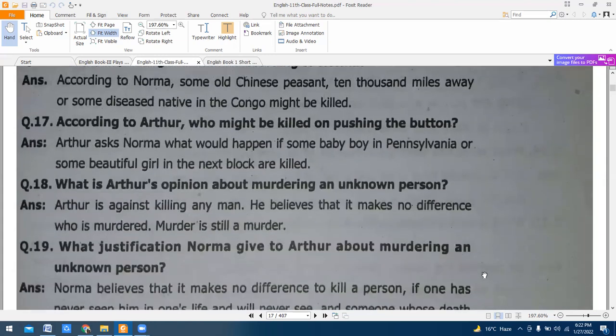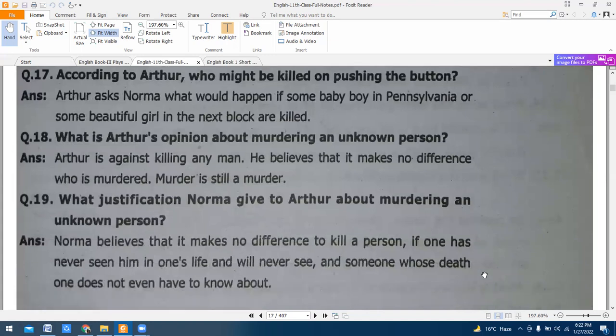Now question number 17. According to Arthur, who might be killed on pushing the button? Arthur asks Norma, what would happen if some baby boy in Pennsylvania or some beautiful girl in the next block are killed?